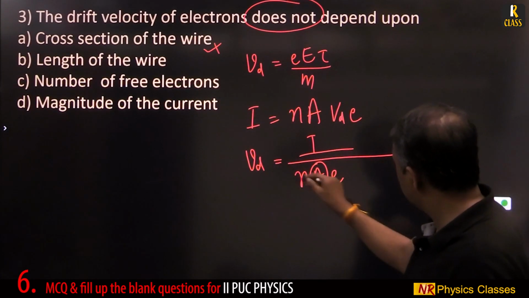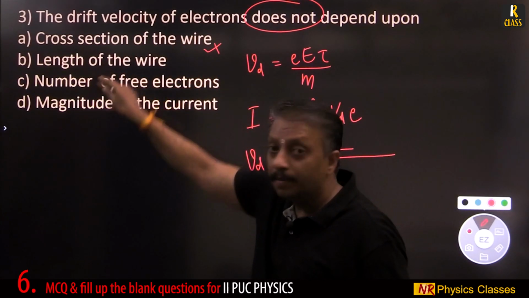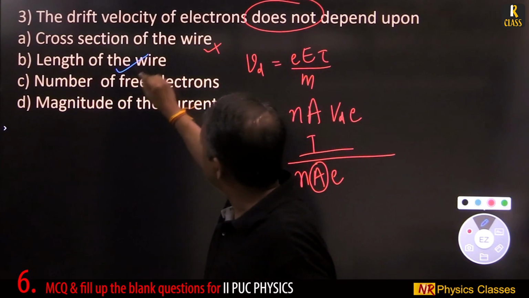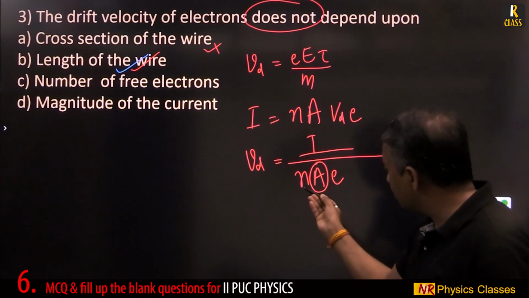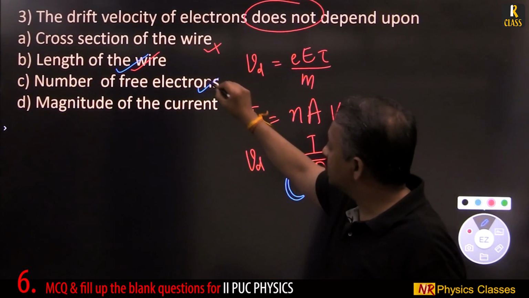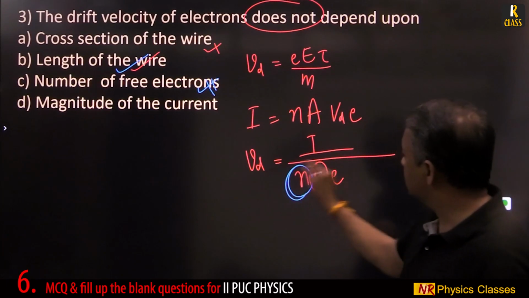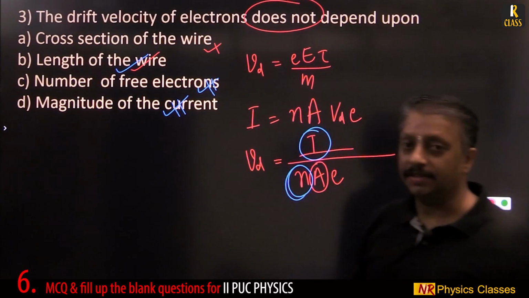Length of the wire: there is no length in the expression, so drift velocity doesn't depend on length. Therefore, this is the answer. Number of free electrons per unit volume: it is there in the expression, it depends, therefore this is not the option. Magnitude of current: it depends, therefore this is not the answer.